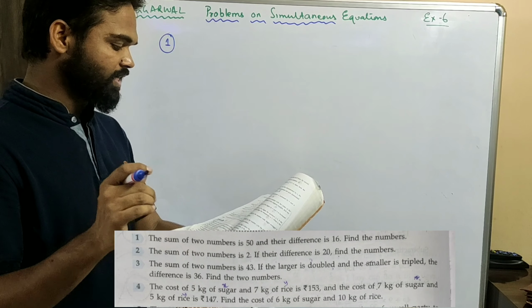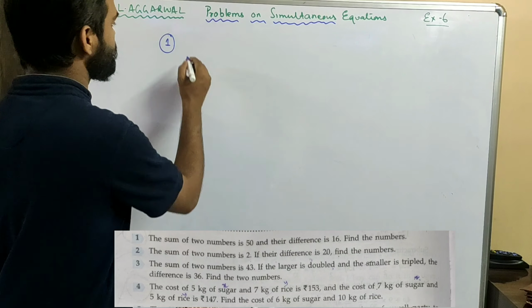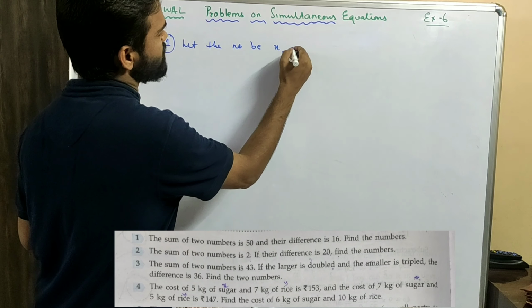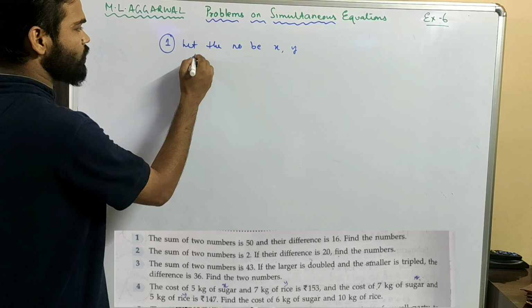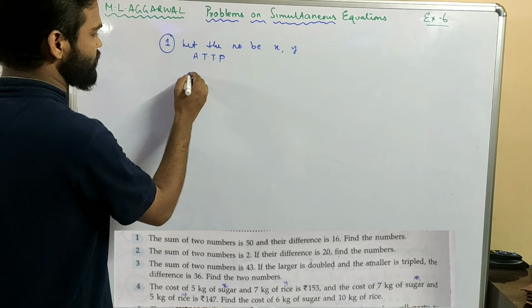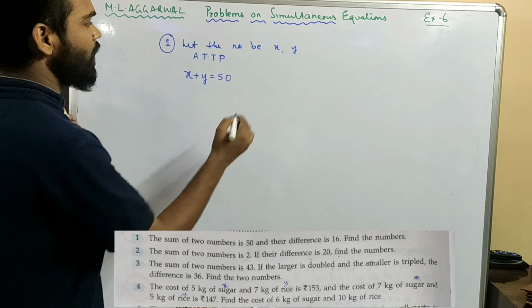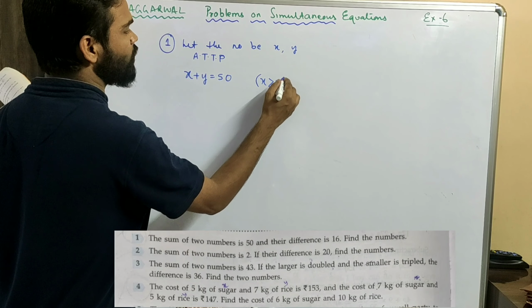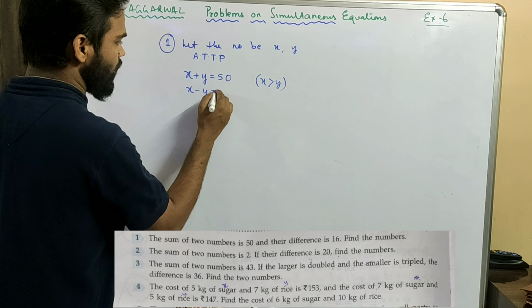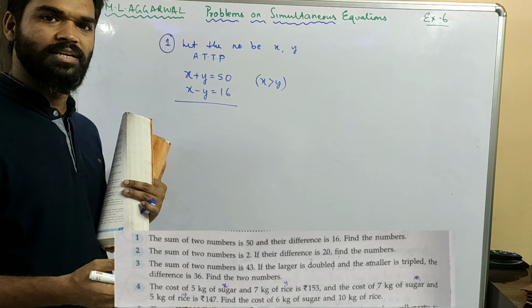The sum of two numbers is 50 and the difference is 16. Find the numbers. Let the numbers be x and y. Now what they have given according to the problem? Look carefully. The sum is 50, which means when you add x and y, you get 50. And suppose I write x greater than y. And the difference is 16. So x minus y equals 16. So that's my two equations. You can solve it easily.